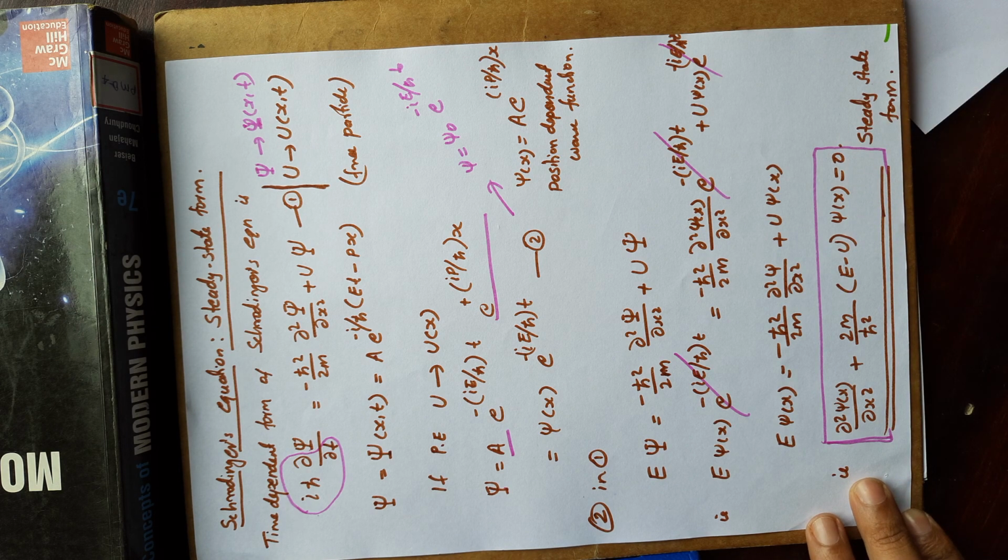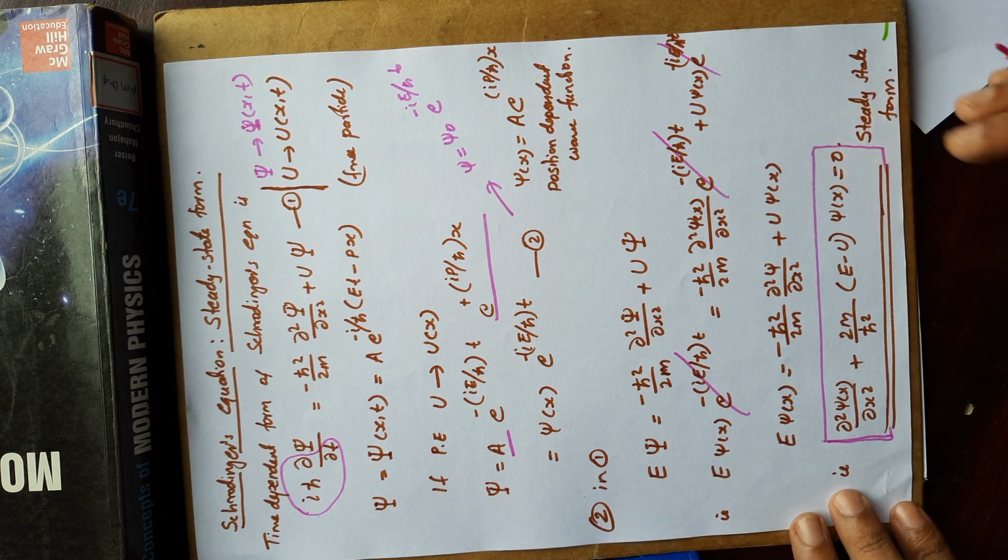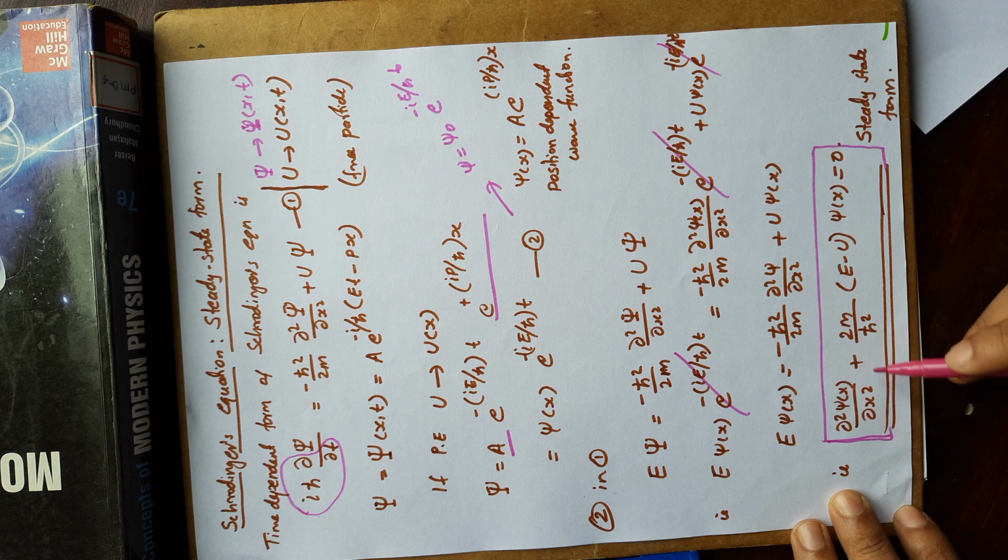So we get dou square psi by dou x square plus 2m by h cut square (E minus u) psi of x equals 0. So this is the steady state form of the Schrodinger equation. So here we have considered one dimension only, x dependence only.